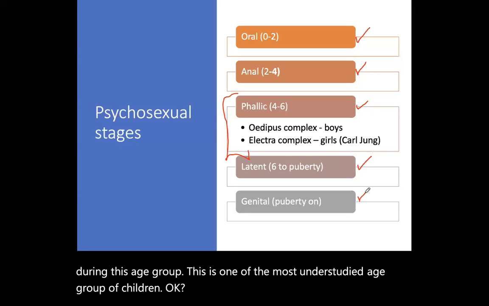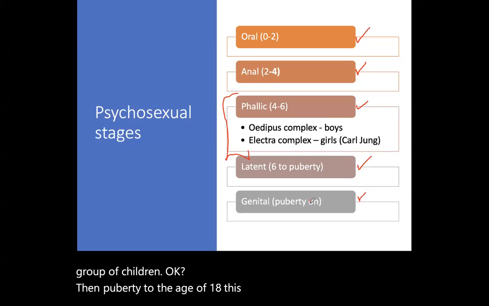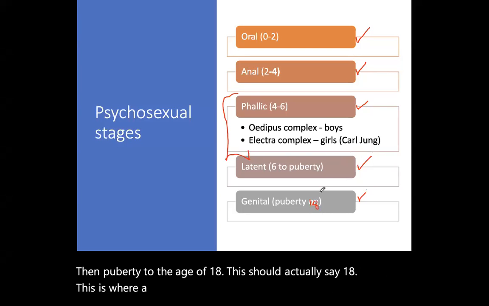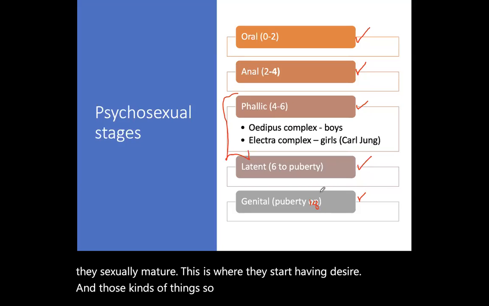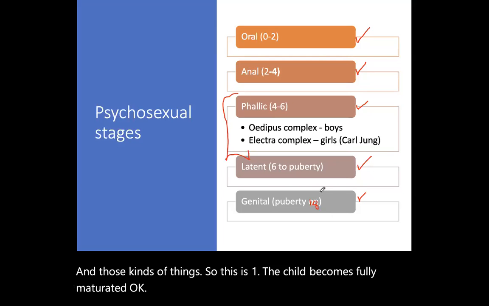Then puberty to the age of 18, this should actually say 18. This is where a child goes through the genital phase. This is where they sexually mature. This is where they start having desire and those kinds of things. So this is when, again, the child becomes fully maturated, okay? All right.